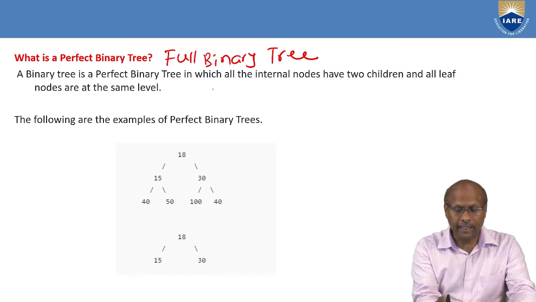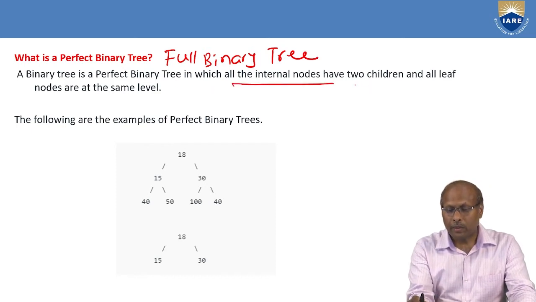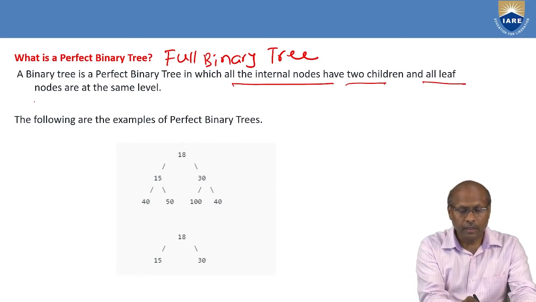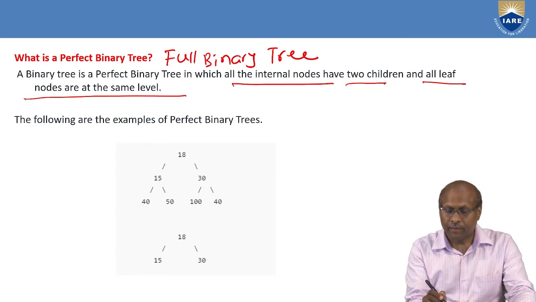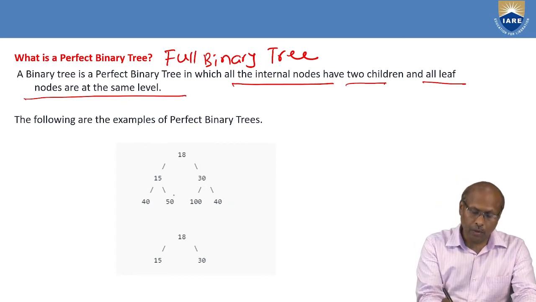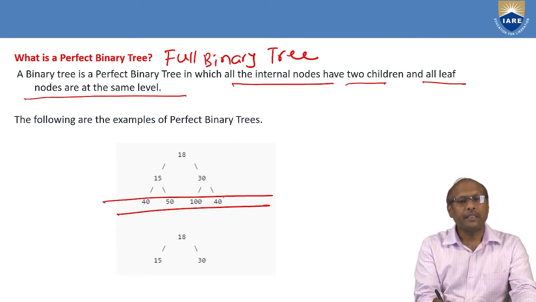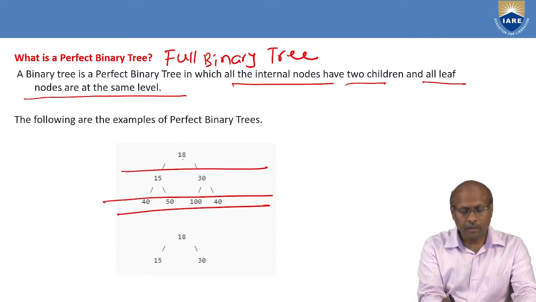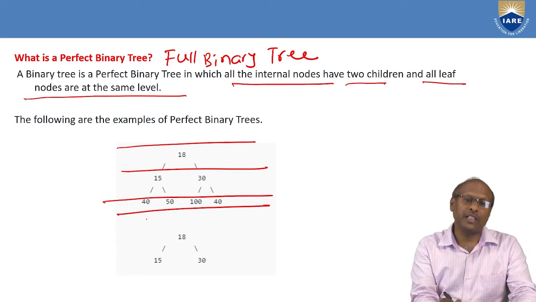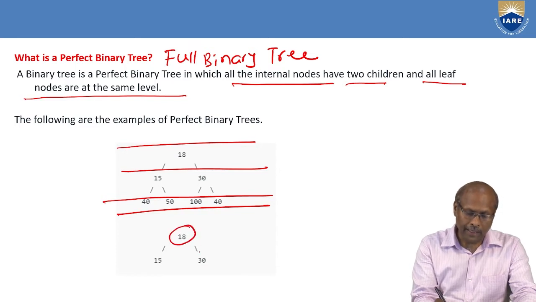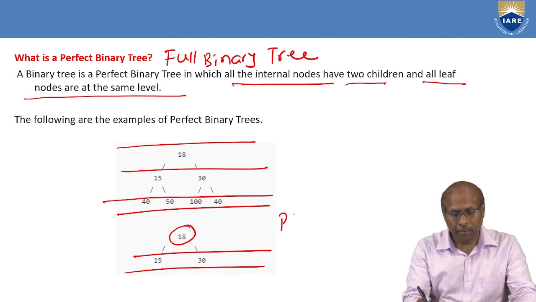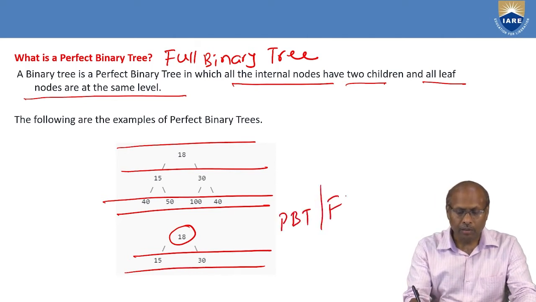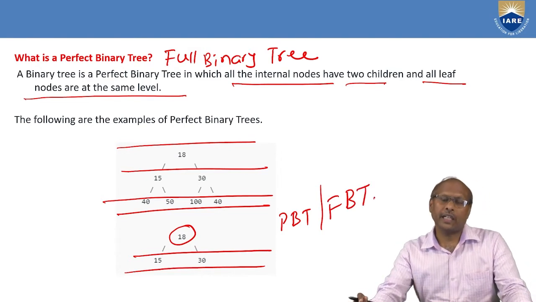A perfect binary tree is a binary tree in which all the internal nodes have 2 children and all leaf nodes must be in the same level. That means every level must be filled, and every internal node has 2 children. Now here, if you observe, 18 is my parent and 15 and 30 are both leaf nodes. So it is a perfect binary tree, as well as a full binary tree. Both are correct.